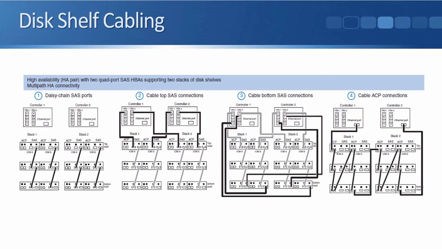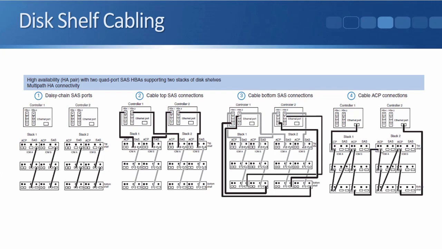Then we daisy chain down on the ACP connections, circle to square, down to the bottom shelf in the stack. And then on the bottom shelf, we connect from the circle ACP port up to the top square ACP port on IO module B on stack one. Then we daisy chain down through IO module B, circle to square again. And then from the bottom circle ACP port on stack one on IO module B, we connect up to the top square ACP port on IO module A on stack two.